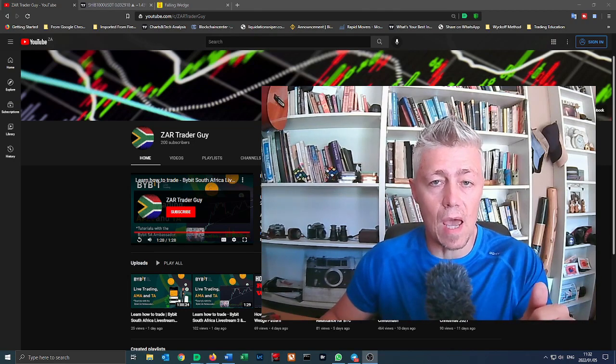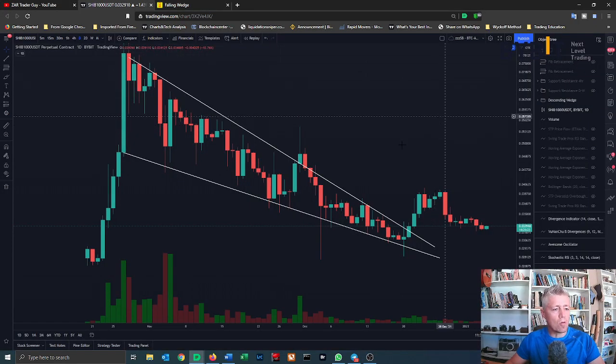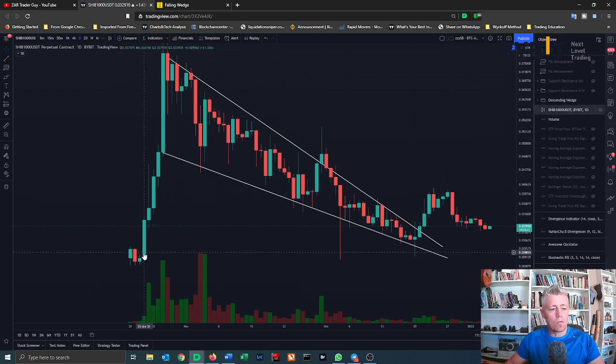Let's get into the TA. Looking on the daily chart of Shiba Inu, we've got a huge rise up from the 23rd of October, very close to the all-time high, and we've got a beautiful descending or falling wedge pattern that has developed. You can see the lower and upper trend lines been respected very nicely. We had a bit of a breakout there and a swing failure pattern. If you have a look on the 15-minute, that would have been a very nice short to take.